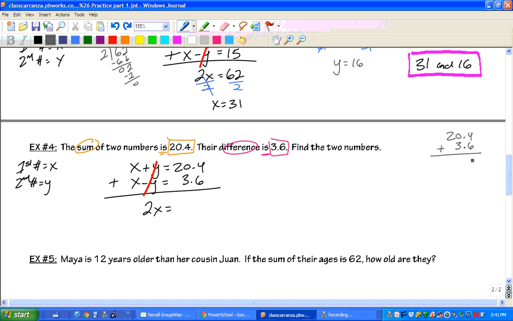4 plus 6 is 10. There we go. So we get 24. 2x equals 24. Divide both sides by 2. And we get x equals 12.